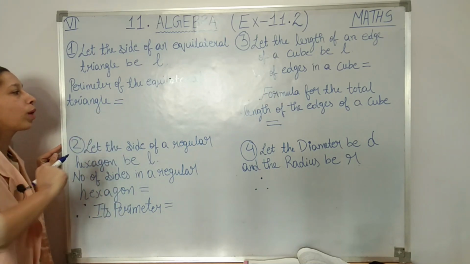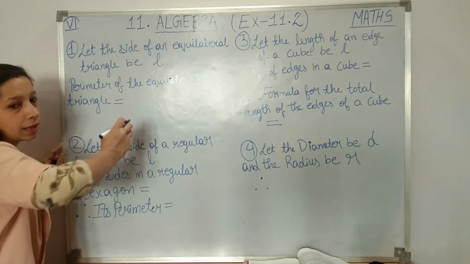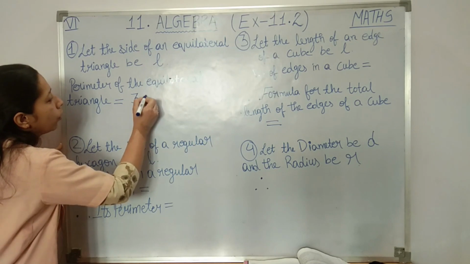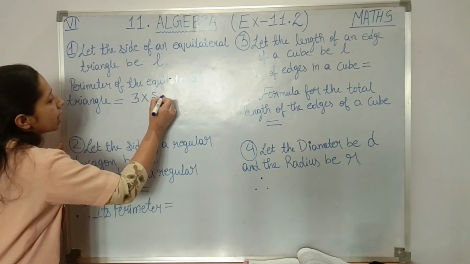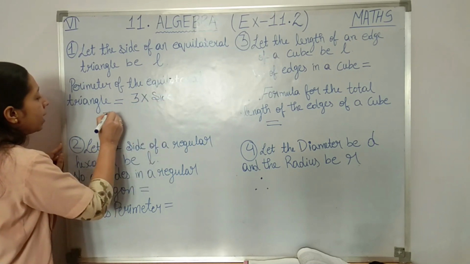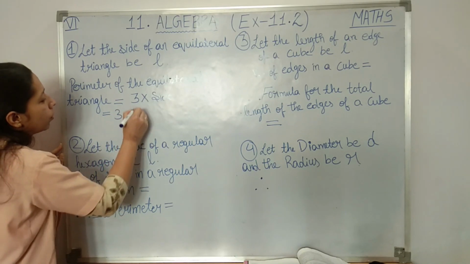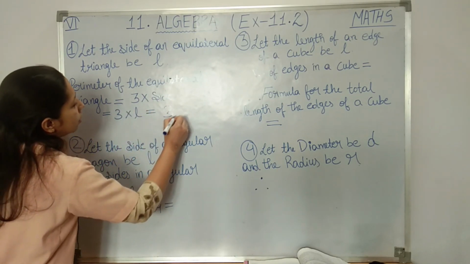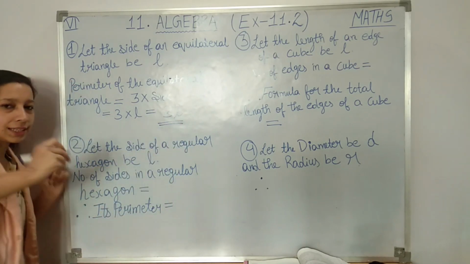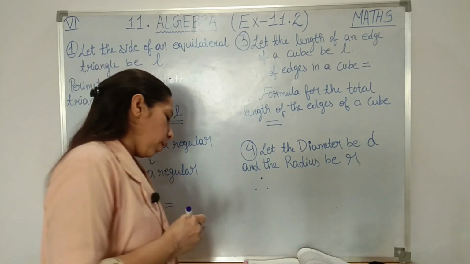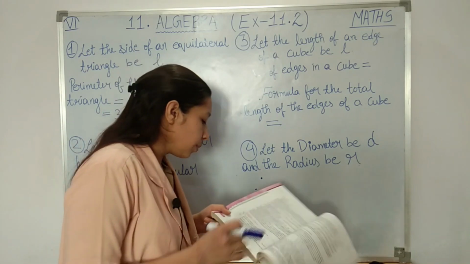Now what is the formula to calculate the perimeter of an equilateral triangle? It is 3 into side. So here the side is L, so the perimeter will be 3 into L, means 3L. See how easy it is, isn't it? Okay, question number 2 we are going to see, students.